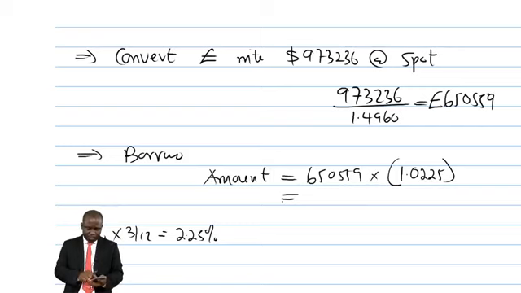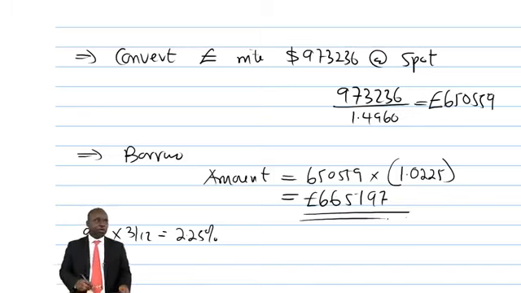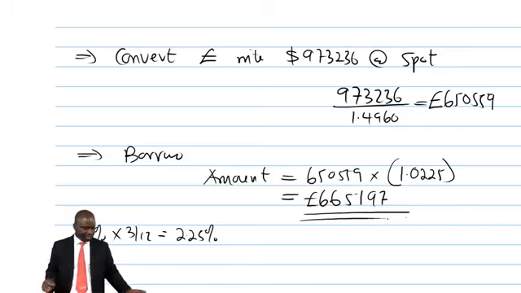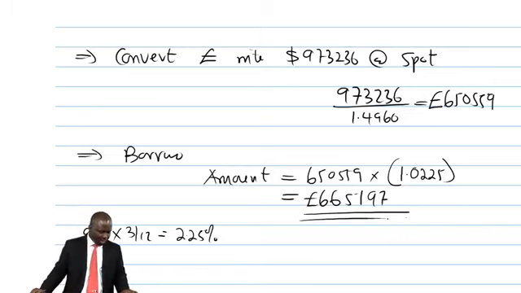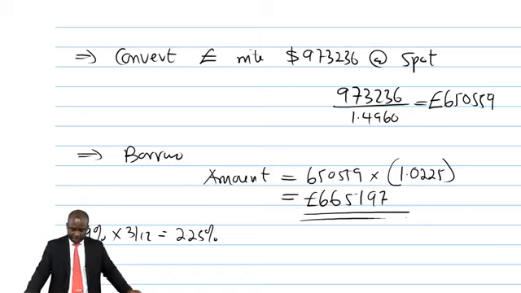And how much will I get? 1.0225 times 650,559, and that will give me 665,197 pounds. So this is the overall payment. So this is basically your money market.